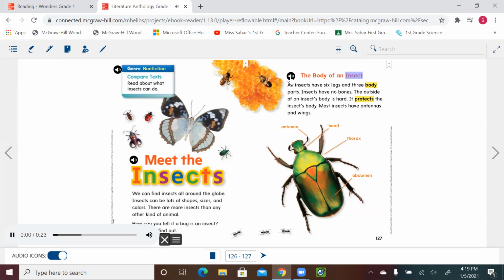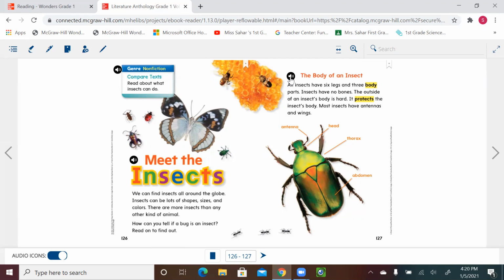The body of an insect. All insects have 6 legs and 3 body parts. Insects have no bones. The outside of an insect's body is hard. It protects the insect's body. Most insects have antennas and wings. Antenna, head, thorax, abdomen.